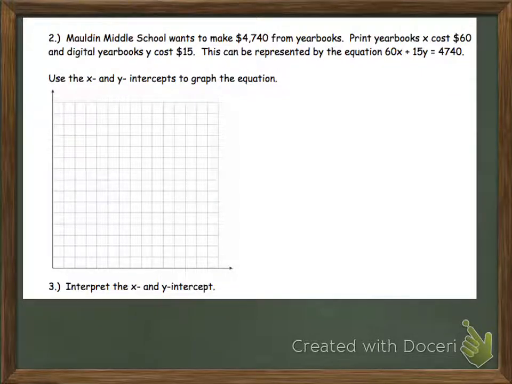As I mentioned, the standard form, ax plus by equals c, is good for stories.